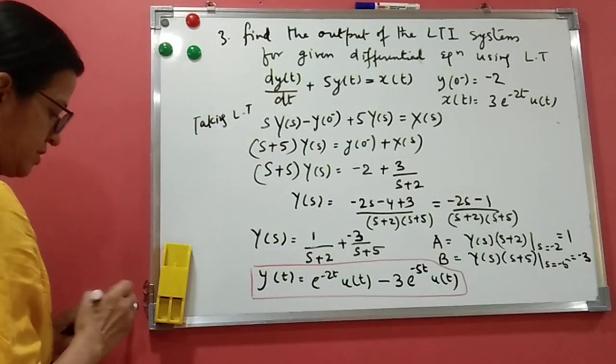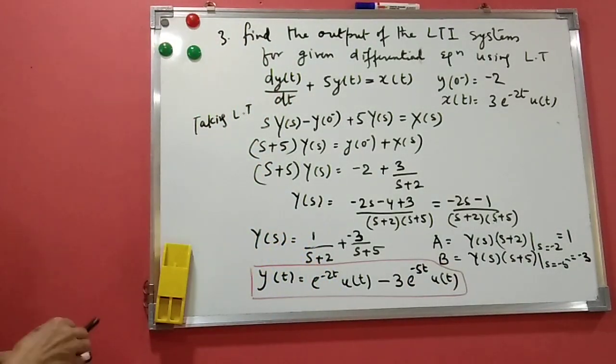I'll repeat how we have done it. The question is given as a differential equation with y(0 minus) and x(t). We have taken the Laplace transform, applying the property of the unilateral Laplace transform: the Laplace of dy(t)/dt is sY(s) minus y(0 minus), plus 5Y(s) equals X(s). By putting the value of the initial condition y(0 minus) and the Laplace of x(t) as X(s), we got Y(s), and taking its inverse Laplace transform, we got y(t).